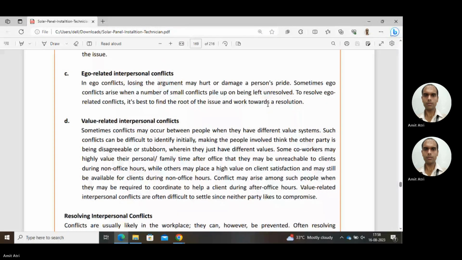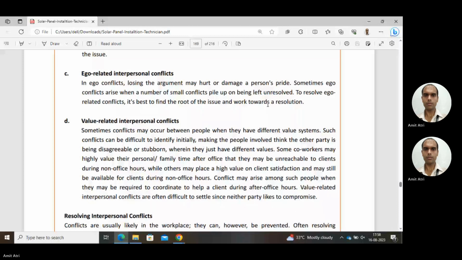The fourth type is value-related interpersonal conflicts. Sometimes conflicts may occur between people when they have different value systems. Such conflicts can be difficult to identify initially, making the people involved think the other party is being disagreeable or stubborn.